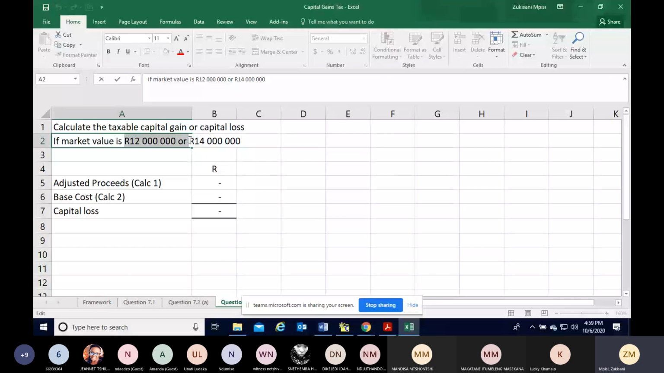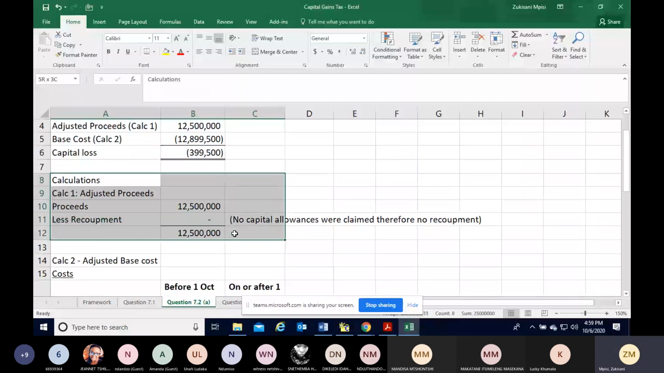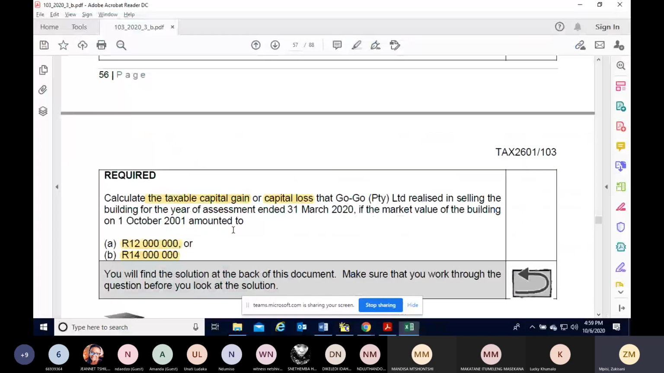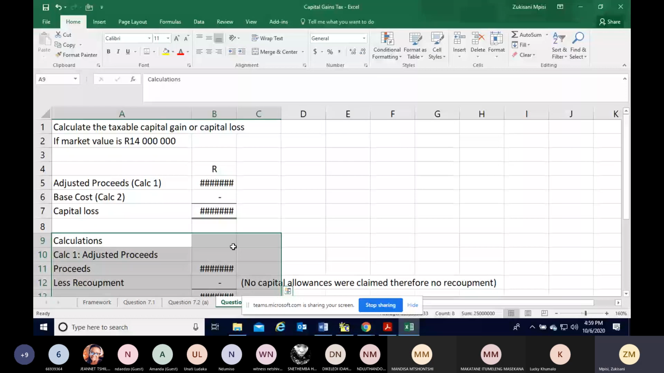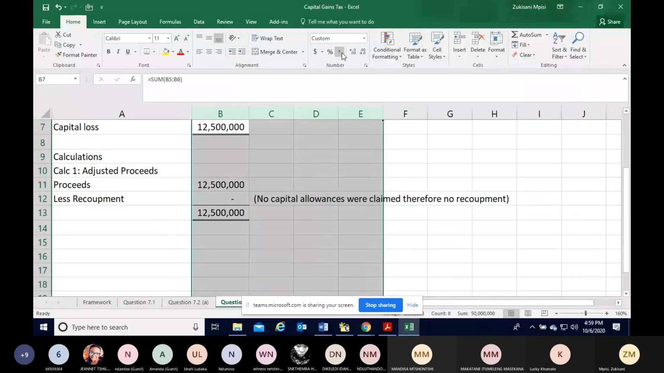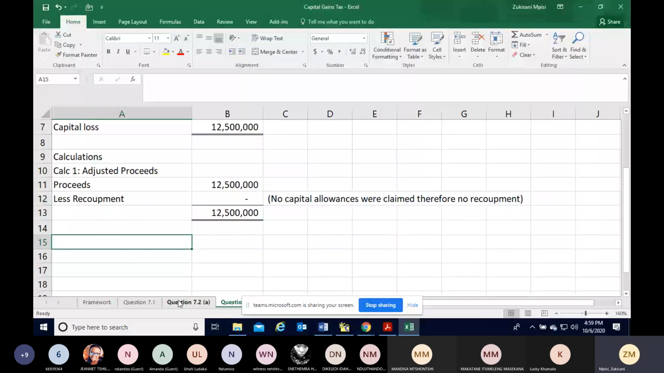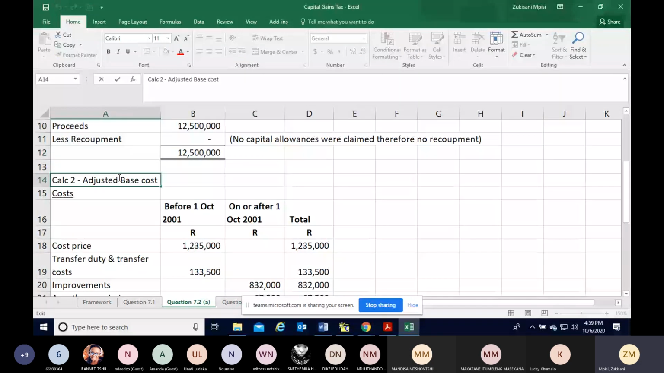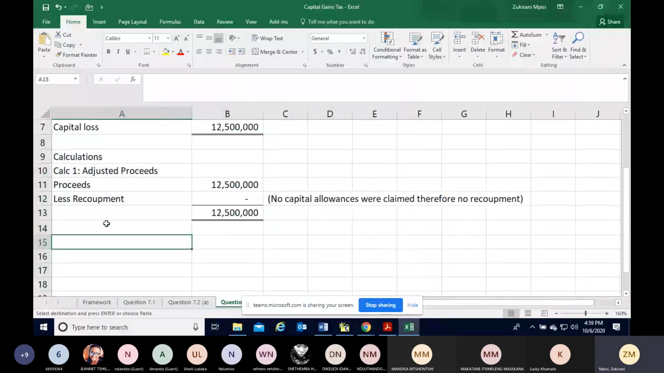So the other case, it's when the market value was 12 million. In this case, now we have to calculate if the market value is 14 million. To calculate the adjusted proceeds, nothing really changes. You're just gonna have a similar thing. So nothing changes in that case. Right, let us quickly look. Then you have got to do question 2, which is to calculate the base cost. So nothing changes as well. You are going to take this information as is here.